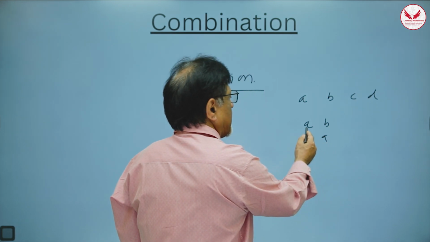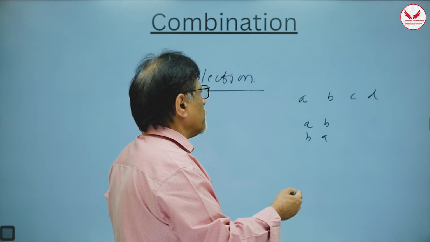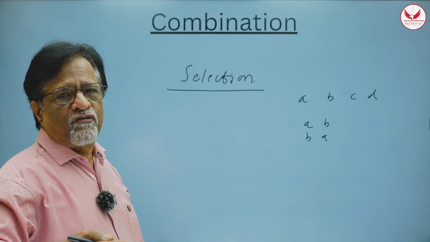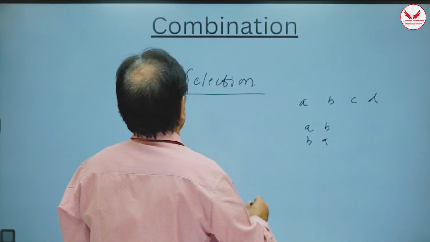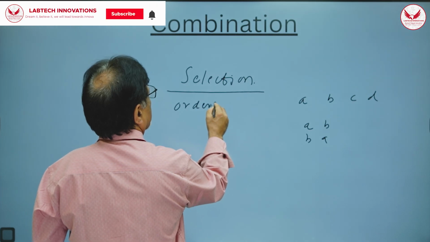So this is called selection. But in permutation, AB is not the same thing as BA. It is a different arrangement. So here the arrangement or the order of the objects which you are selecting is not important. So selection means order is unimportant.